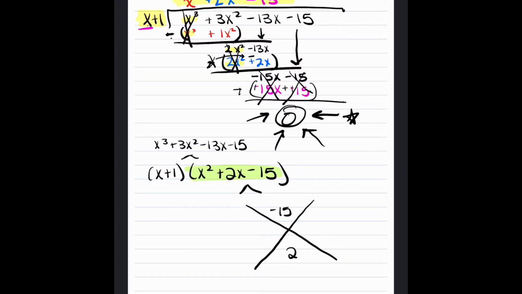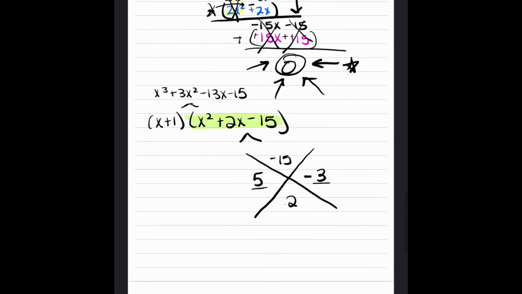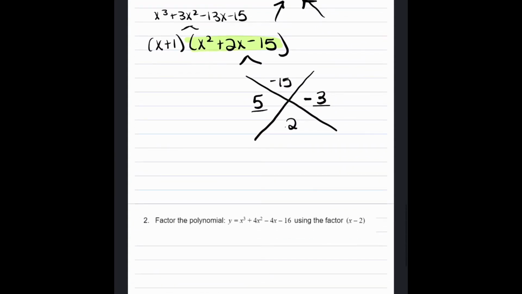I'm looking for two numbers that multiply to negative 15. One's going to be negative, one's going to be positive, so they're going to subtract to 2. Those two numbers are 5 and 3, and then I have to decide which one's going to be negative. Since the 2 is positive, the 5 must be positive, so the 3 is negative. Then I can rewrite this entire factorization.